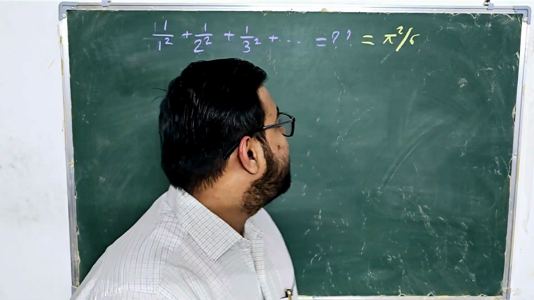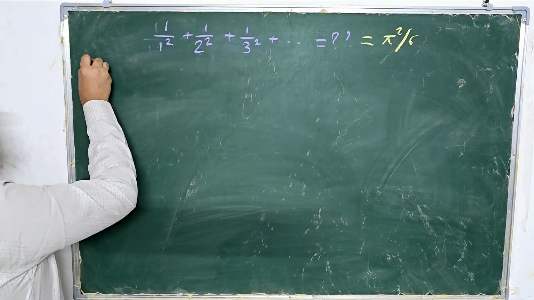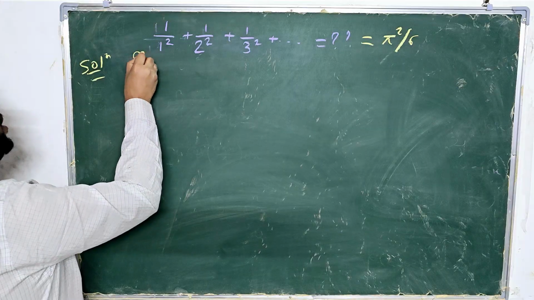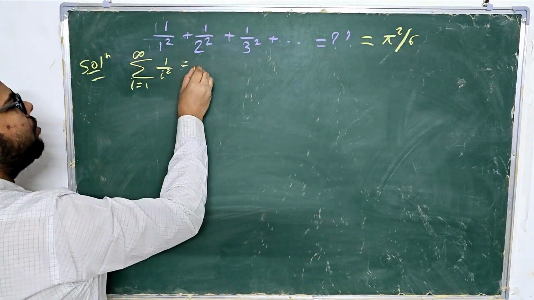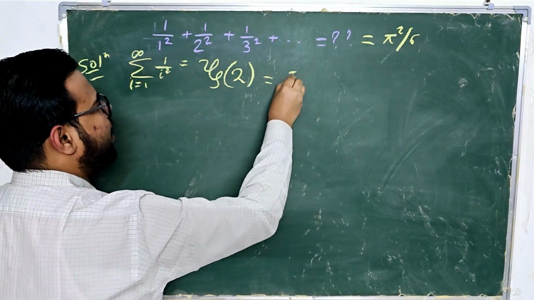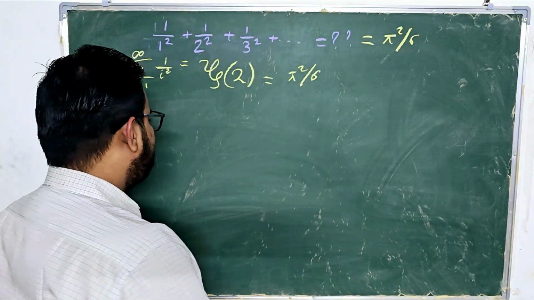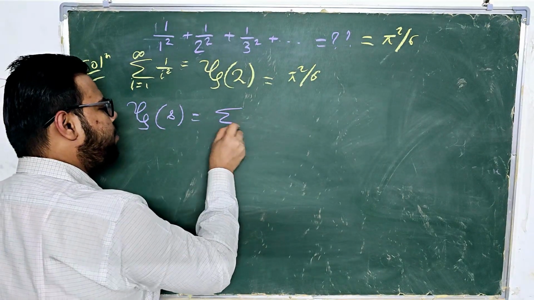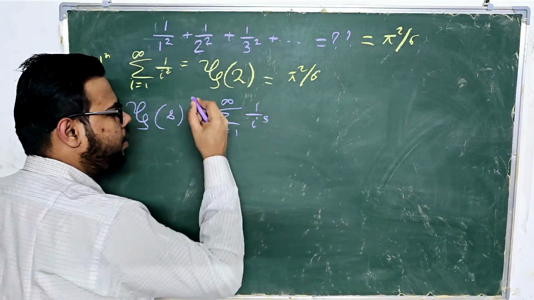Now let's start. So clearly we can see that this expression can be written as summation from i equal to 1 to infinity 1 upon i square, right? Which is also equal to zeta of 2, which is pi square by 6. If you don't know what is zeta function, zeta of s is defined as a summation from i equal to 1 to infinity 1 upon i raised to the power s.